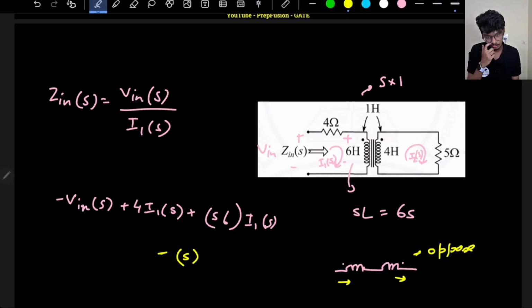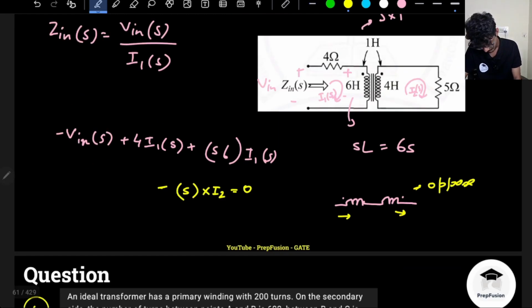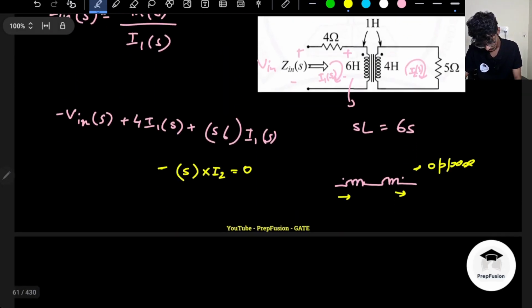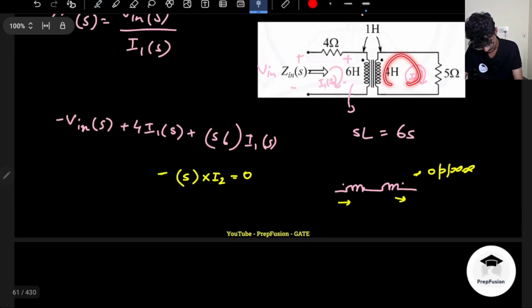Of course, I will show you using the other method as well. But I don't want you to use that method because conceptually you don't understand it. So here S into I2 will be equal to 0. From here, this is the first KVL, right? What about the next KVL? This is the next KVL, in loop 2.